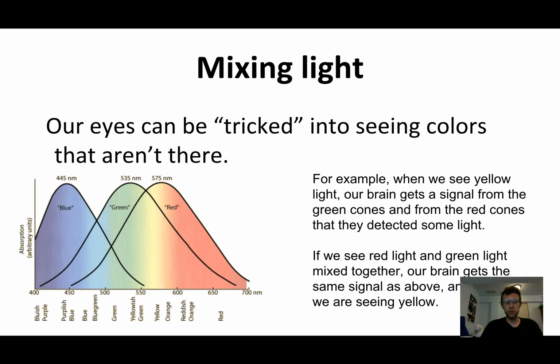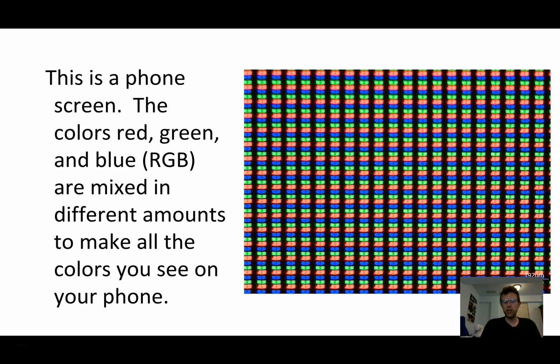Well, what if we just had a situation where we had both green light and red light present? Green and red would both respond. It'd send a signal to the brain saying, hey, I'm seeing light. And your brain would say, oh, okay, well, green and red are both responding, so we must be seeing yellow. So the projector that you're watching this on right now, and your cell phone screens and TV screens, aren't actually capable of making yellow light, mostly. There actually are some TVs recently that started adding yellow pixels. But instead, they just mix different amounts of red, green, and blue.